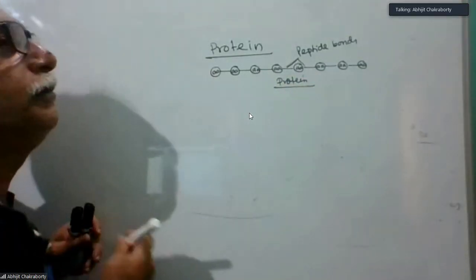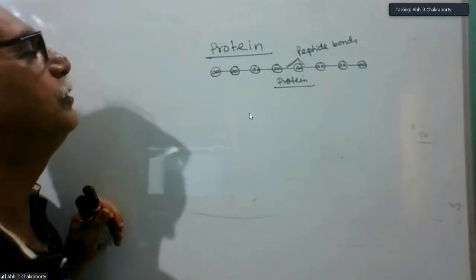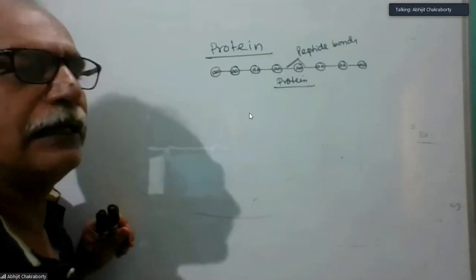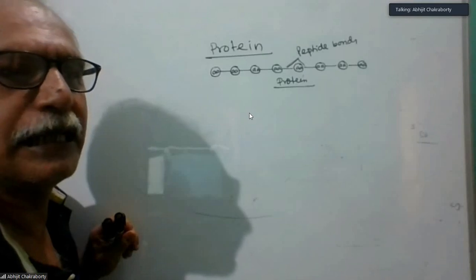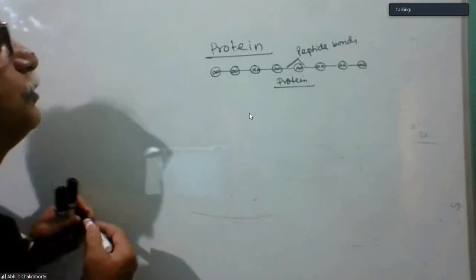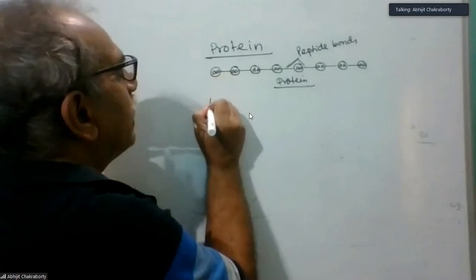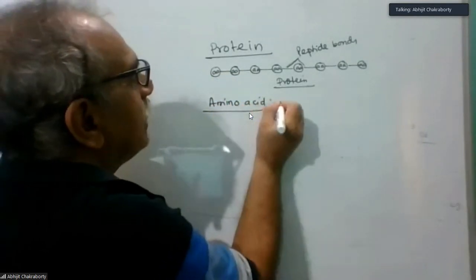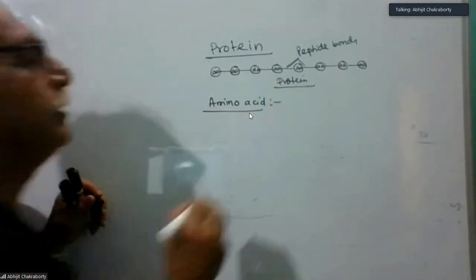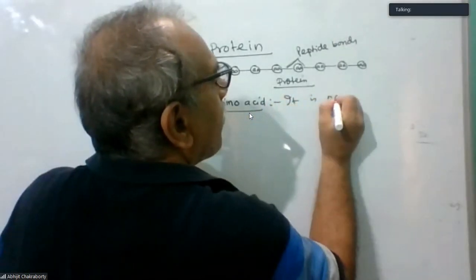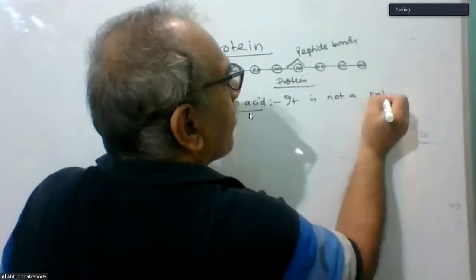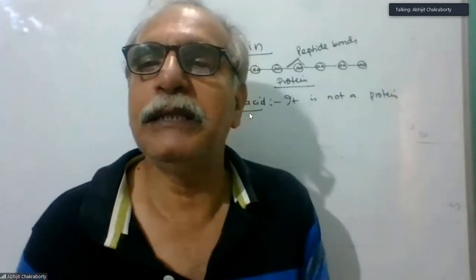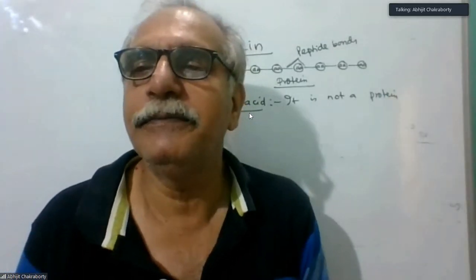So what is protein? Protein is a macromolecule which is made of a number of amino acids linked by peptide bonds. I think you have an idea about peptide bonds. I discussed it earlier, right? So each one is an amino acid, but an amino acid is not a protein. Although the building block of protein is amino acid, an amino acid is not a protein. Can you tell me why?